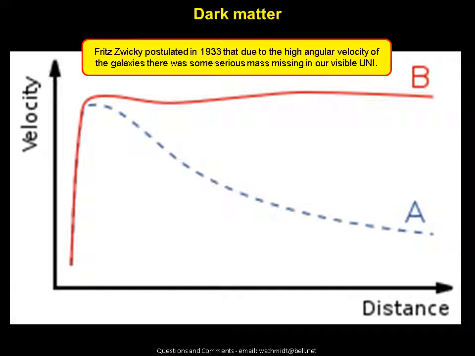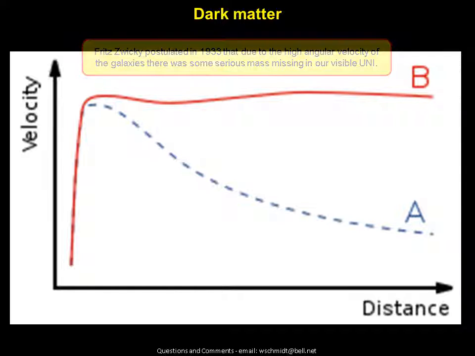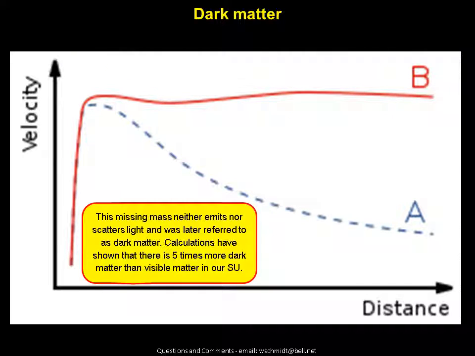Fritz Zwicky postulated in 1933 that, due to the high angular velocity of the galaxies, there was some serious mass missing in our visible universe. This missing mass neither emits nor scatters light, and was later referred to as dark matter. Calculations have shown that there is 5 times more dark matter than visible matter in our sub-universe.